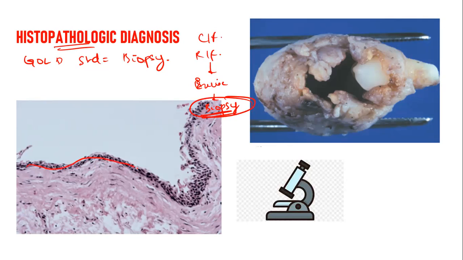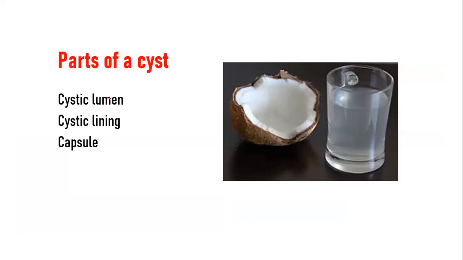So here what you see is a lining epithelium of 2 to 3 layers of flattened cells and a connective tissue capsule, right? So this is what we'll be studying in the future videos.